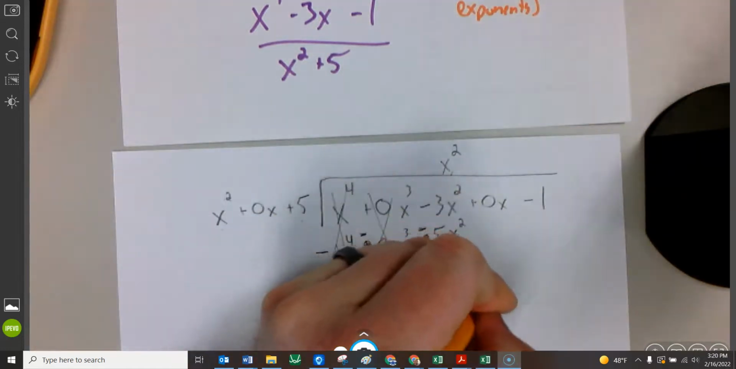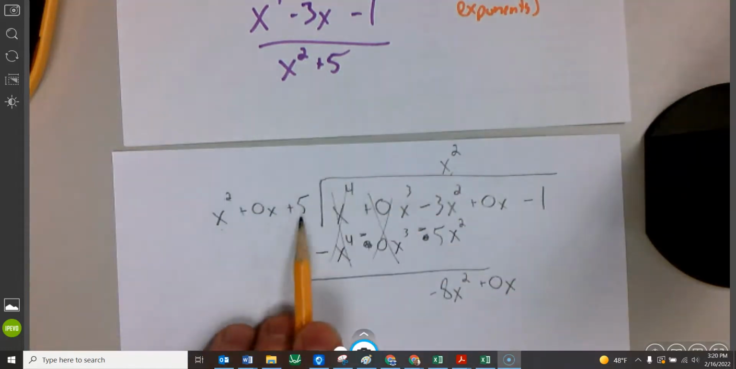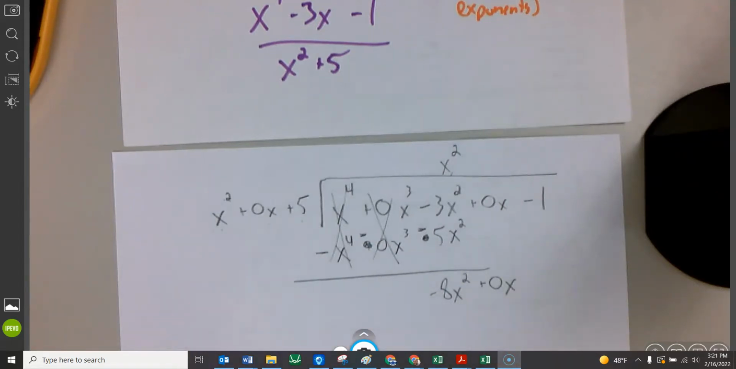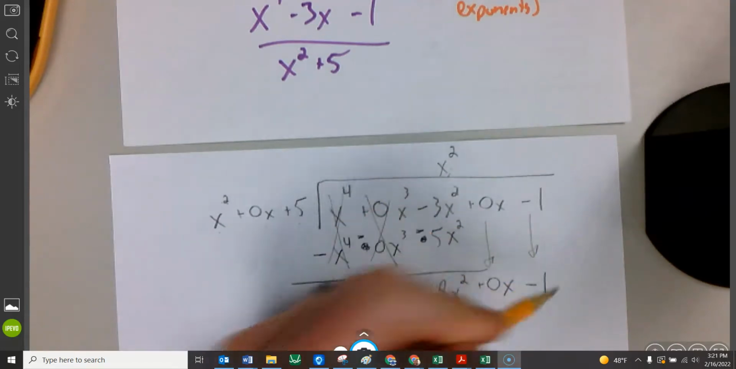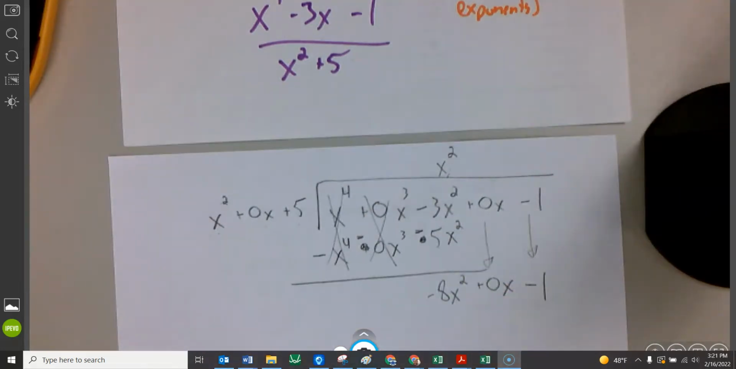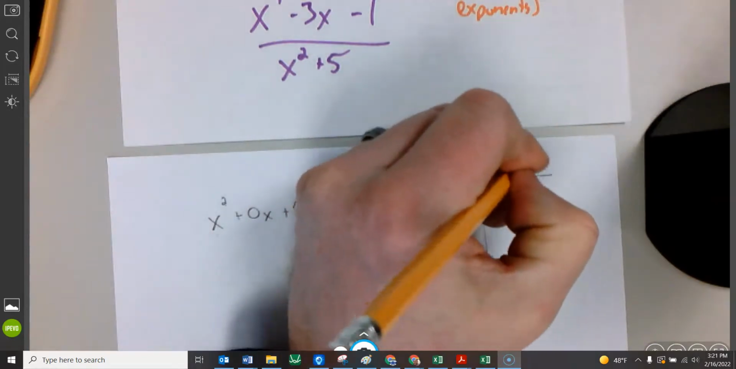Next we bring down the next one. But what I want you to notice, since there are 3 terms in the divisor here, I need 3 terms in my dividend. So I'm not only going to bring down one, I'm going to bring down another to make this happen. And then it all starts over again. What do I multiply x squared by to get to negative 8x squared? Answer, negative 8. Put a negative 8 in there.